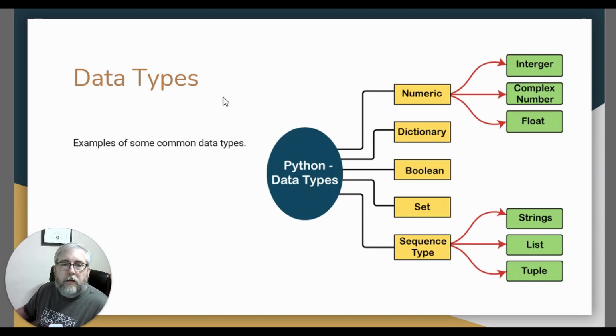So if we look at the data types in a visual format, we can see that the Python data types, again, are numeric, dictionary, Boolean, set, and sequence. We also have subtypes. As an example, numeric has the integer, complex numbers, and float. And the sequence types can come in as strings, list, or tuples. Again, we'll cover those also.